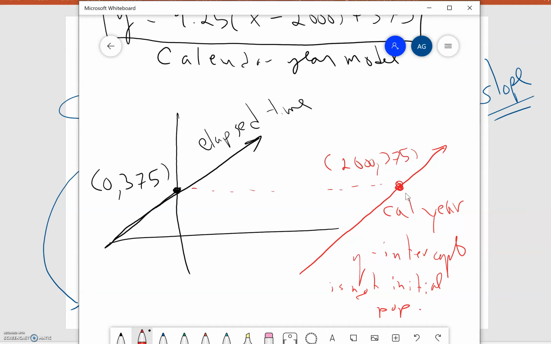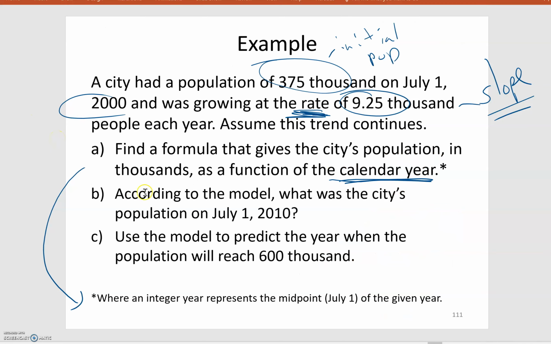Okay, so that's going to be relevant in some questions, so remember that. Getting back to our question, parts B and C are where we're actually going to use the model a little bit. In part B, it says, according to the model, what was the city's population on July 1st, 2010? Well, this is a simple type 1 question where we want to evaluate the function at a given input. So that's a VARS Y-VARS question.